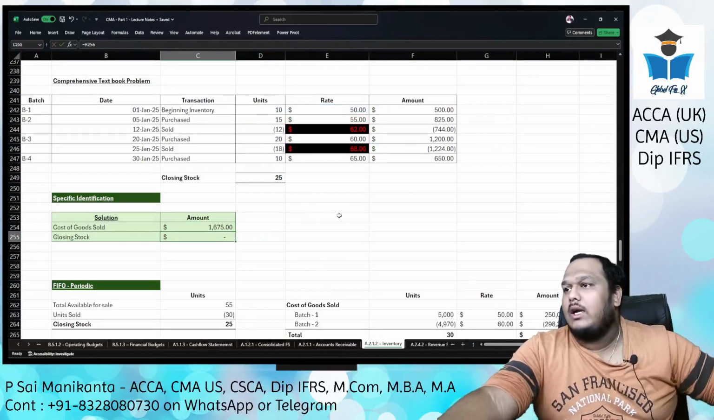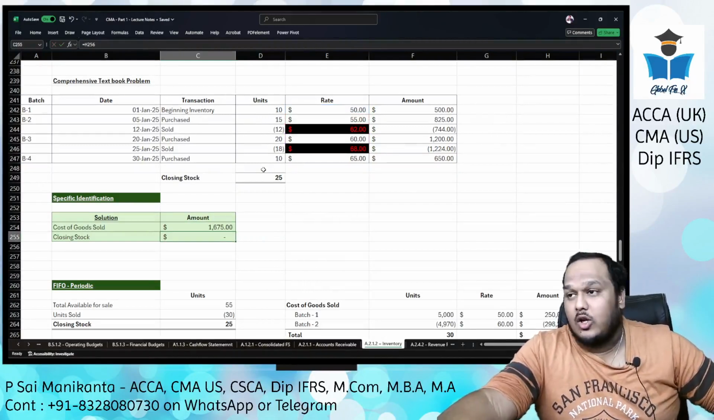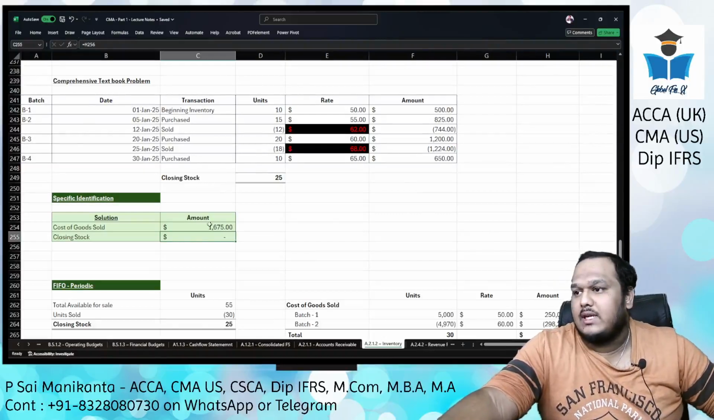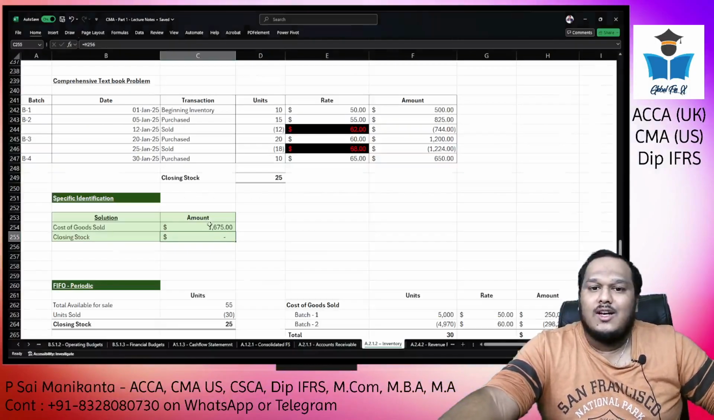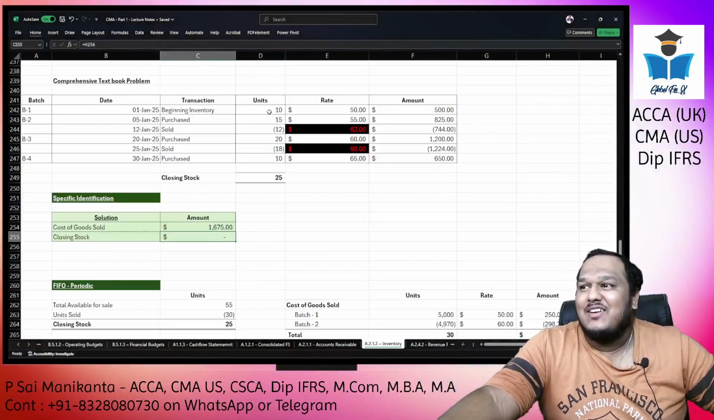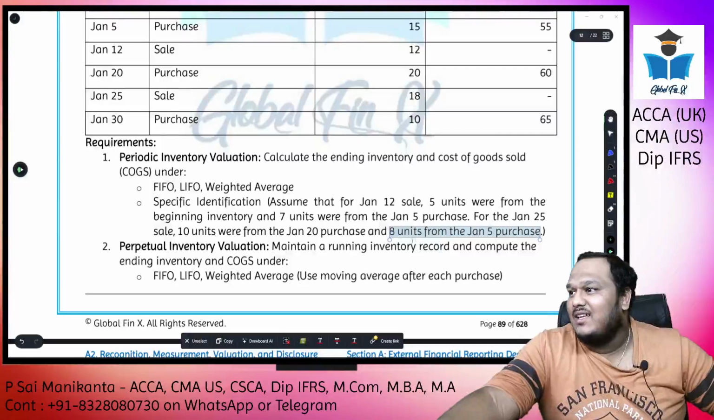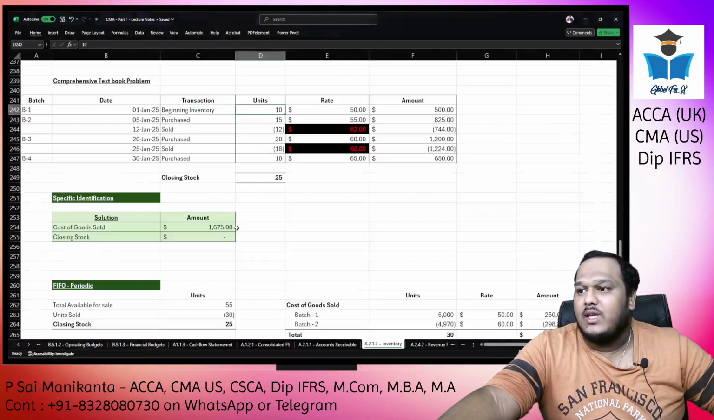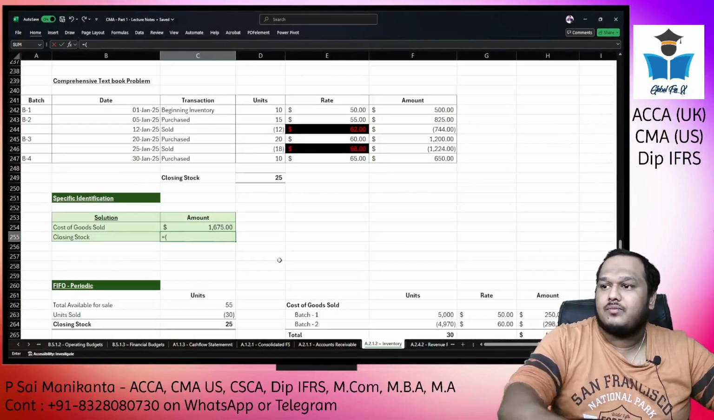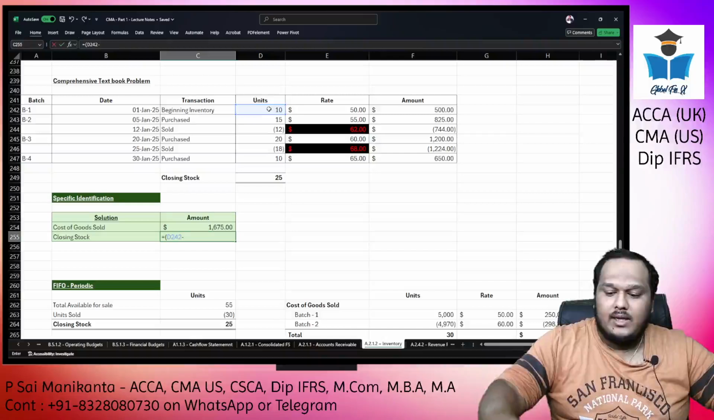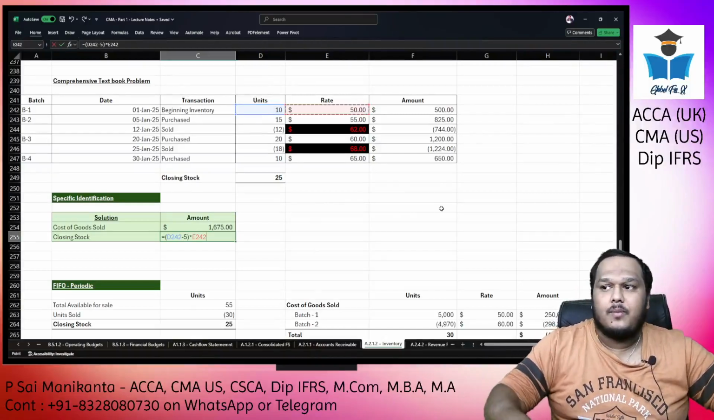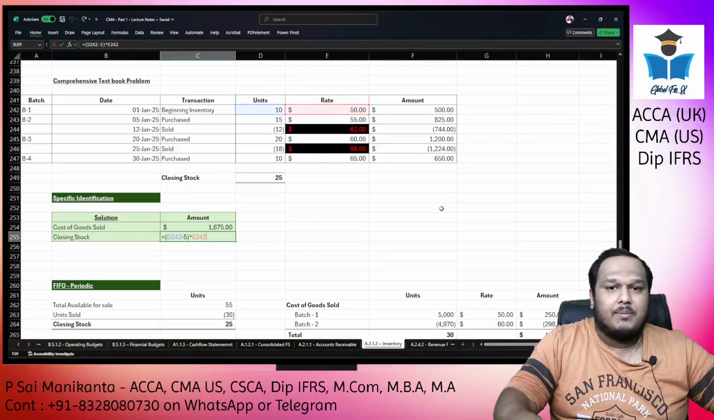In total, we sold from 4 different batches, so cost of goods sold is calculated. Now closing stock. First, from beginning inventory, how much did we sell? 5 units were sold from the beginning inventory. So that means 10 minus 5 multiplied by 50. That is for the beginning inventory part.